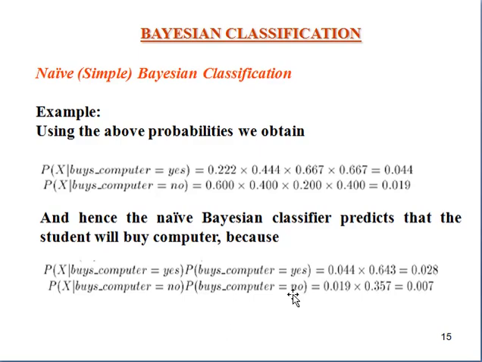Now you see that the highest probability here is 0.028 as compared to 0.007, and by theory we know that we assign the unknown sample to the class with the highest probability, and in this specific case 0.028 is the highest probability value. So our classification algorithm will assign this unknown sample x with these specific attributes to this specific output class.